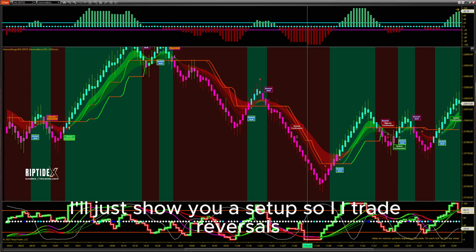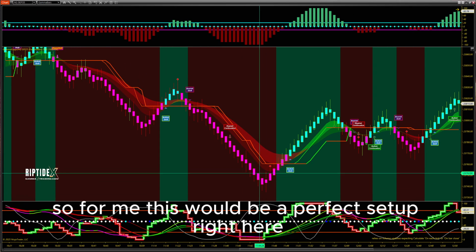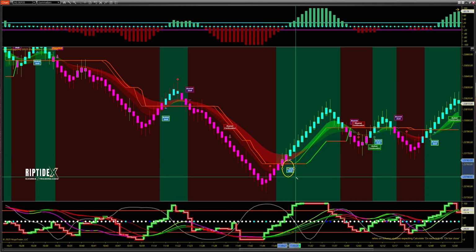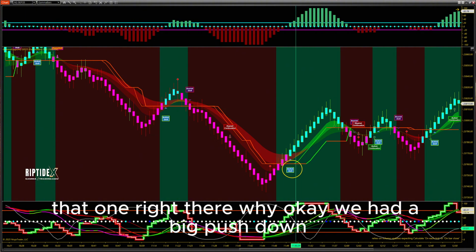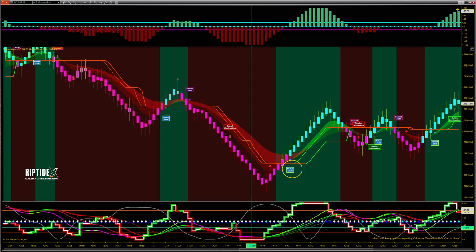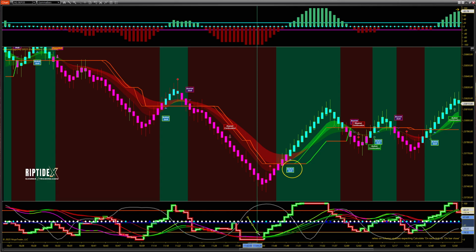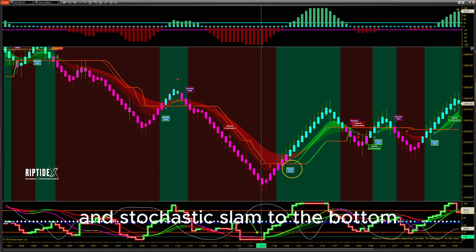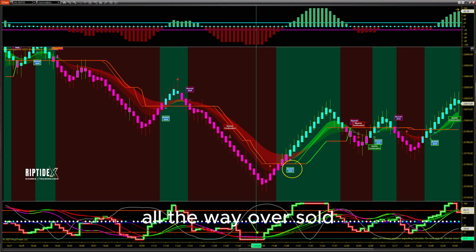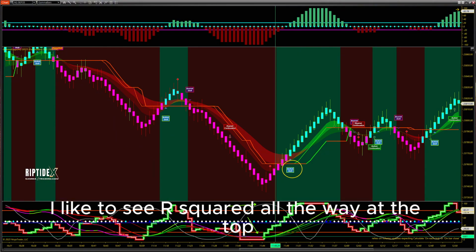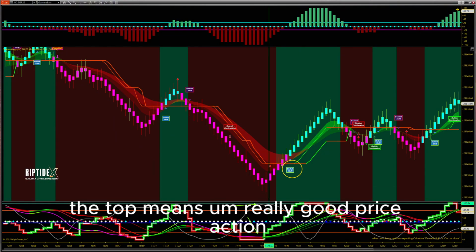I trade reversals. So for me, this would be a perfect setup right here. That one right there. Why? We had a big push down. And I'm seeing money flow and stochastics slam to the bottom, all the way oversold. I like to see that. I like to see R squared all the way at the top. Doesn't matter if it's a long or a short. The top means really good price action, really clean and tight.